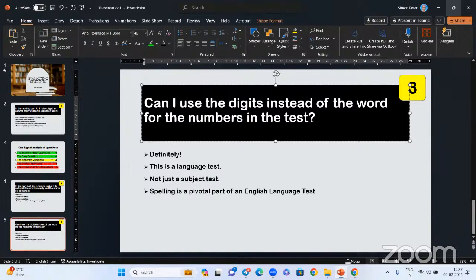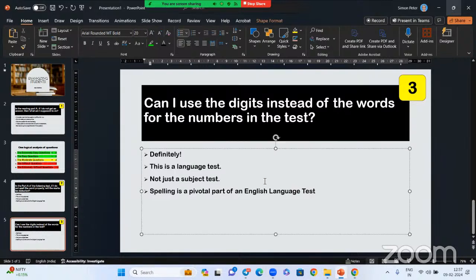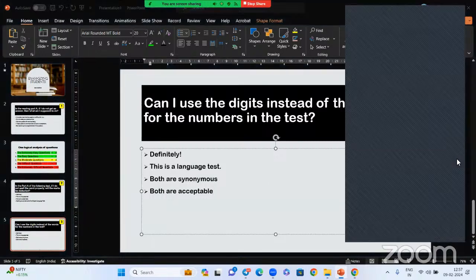Yes, sir. Can I use the digits instead of the words for the numbers in the test? Yeah, definitely. It doesn't make any difference. You can definitely use them. Both are synonymous. Both are acceptable. So there is no doubt regarding that. Is your doubt clarified, or do you have any other doubts?